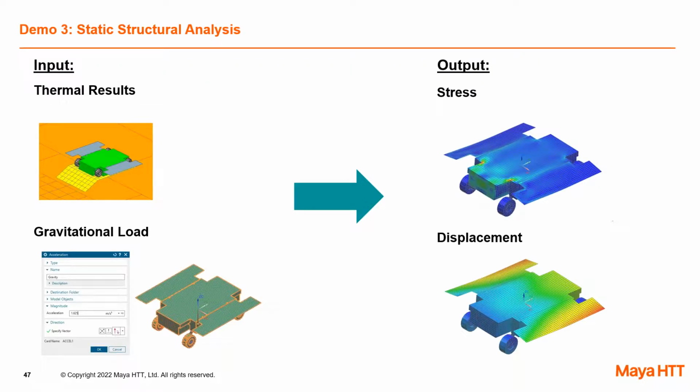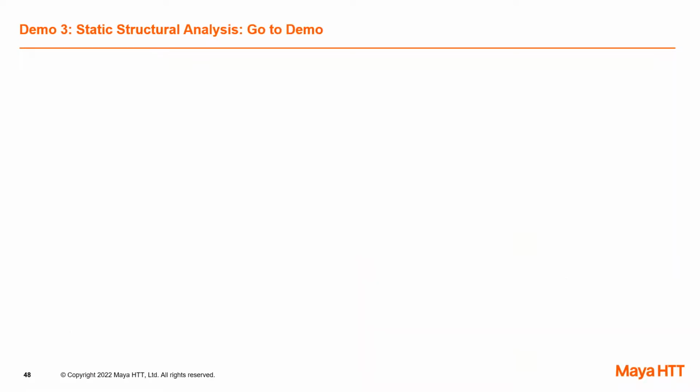So the input for the analysis, pretty simple here. We'll include the thermal results and a gravitational load. In the outputs, we can inspect stress and displacements to verify the model is behaving correctly and to evaluate the durability of the various components. Next slide. Okay.